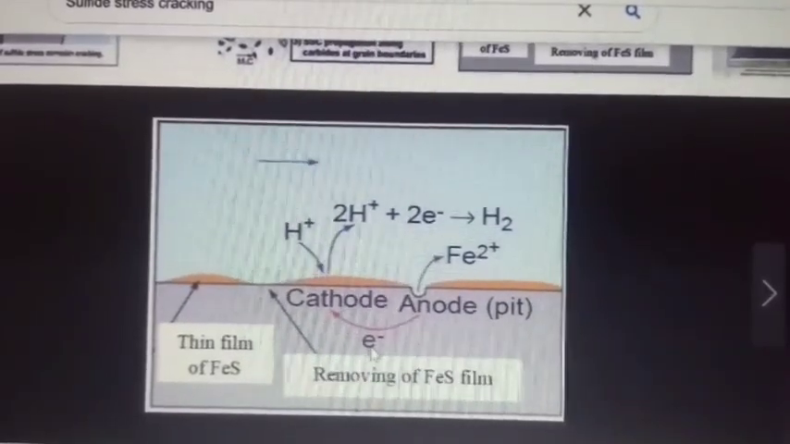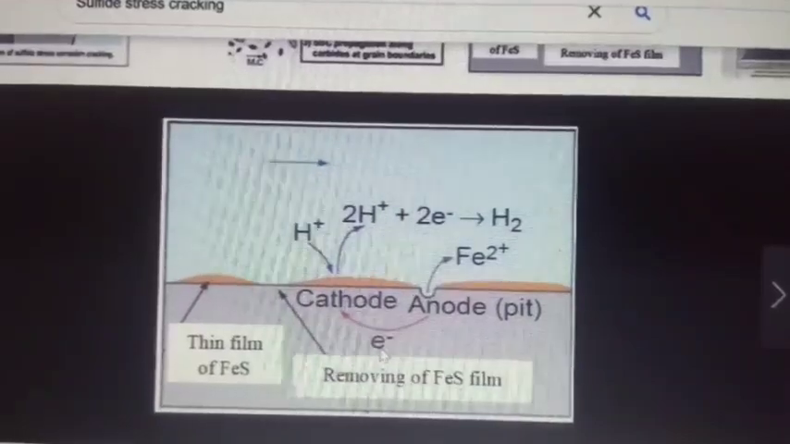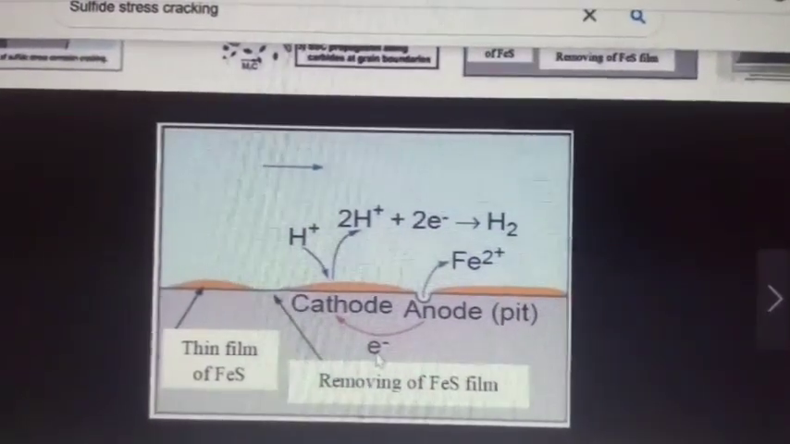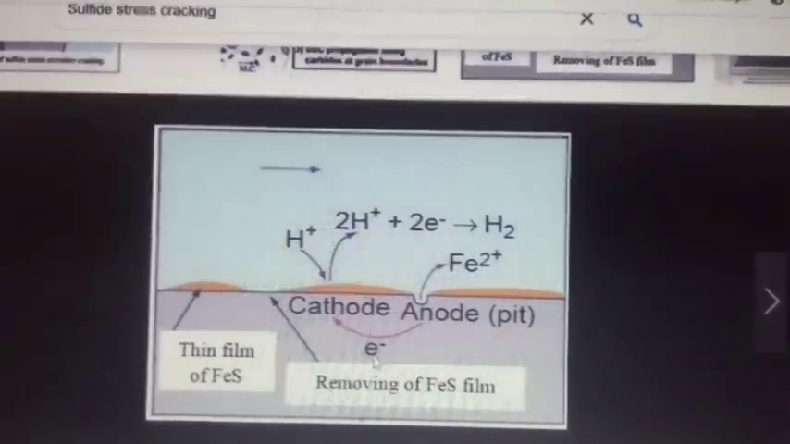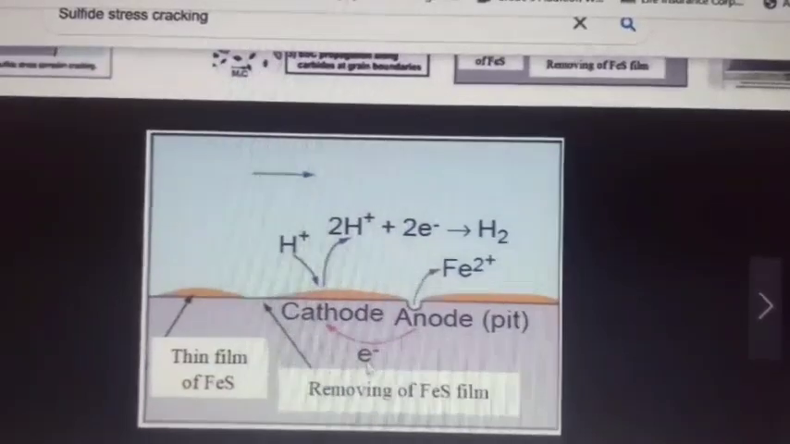Yes, please sir. So this is SSC, sulfur stress cracking, right? No, this is not sulfide stress cracking. I'm talking about hydrogen induced cracking, HIC. Hydrogen is getting induced into the material.